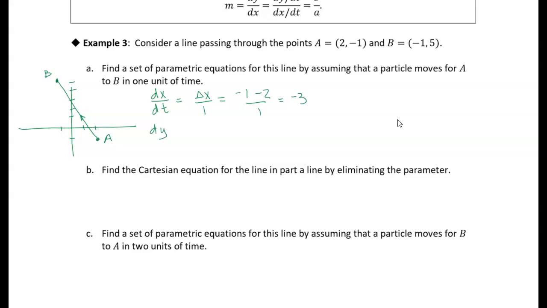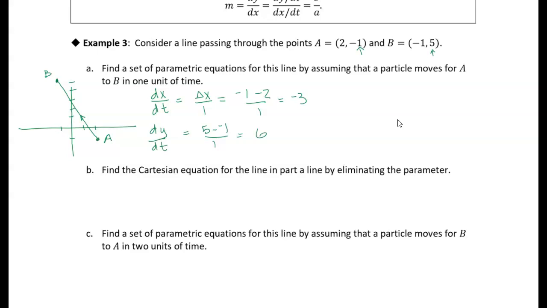And then we can find the velocity in the y direction, dy dt. That's just going to be our change in y over time, and we're assuming it's moving from A to B in 1 unit of time. To go from A to B, we're going from -1 to +5, so we're going up by 6. Or you could think of it as 5 minus -1 over 1 unit of time. And that gives us 6.